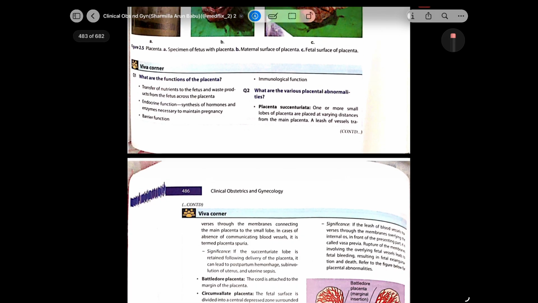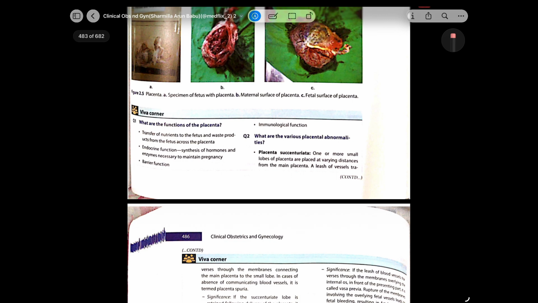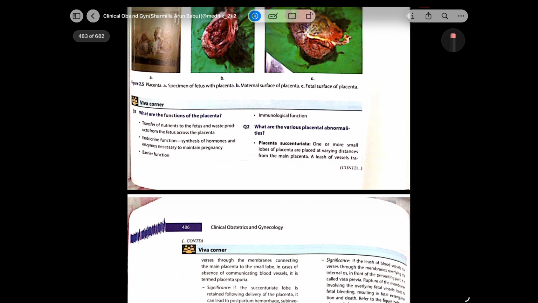What are the possible viva questions they can ask? What are the functions of placenta? Transfer of nutrients to the fetus and waste products from the fetus across the placenta, endocrine function, synthesis of hormones and enzymes necessary to maintain pregnancy, and barrier function and immunological function. These 4 functions you must say in the exam.